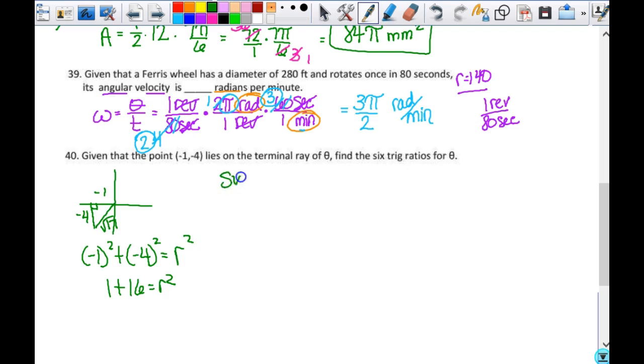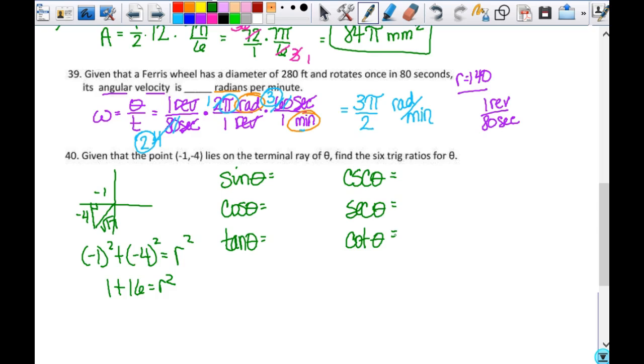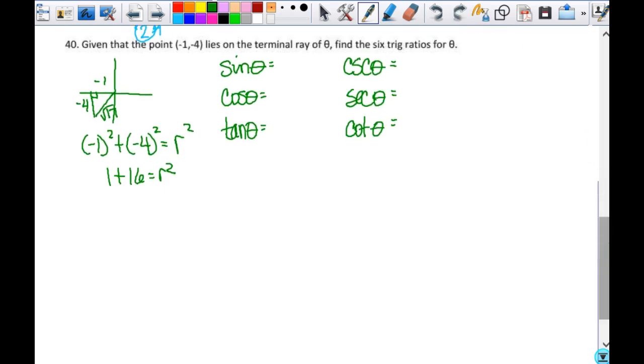Okay, so I'm looking for sine theta, cosine theta, tangent theta. I'm also going to need cosecant theta, secant theta, and cotangent theta. All right. So sine we know is opposite over hypotenuse. It's also the y value over the radius, so y over r. So that would give me -4 over the square root of 17, but I have a square root in the denominator. So when I rationalize, that's going to give me -4 square root of 17 over 17.